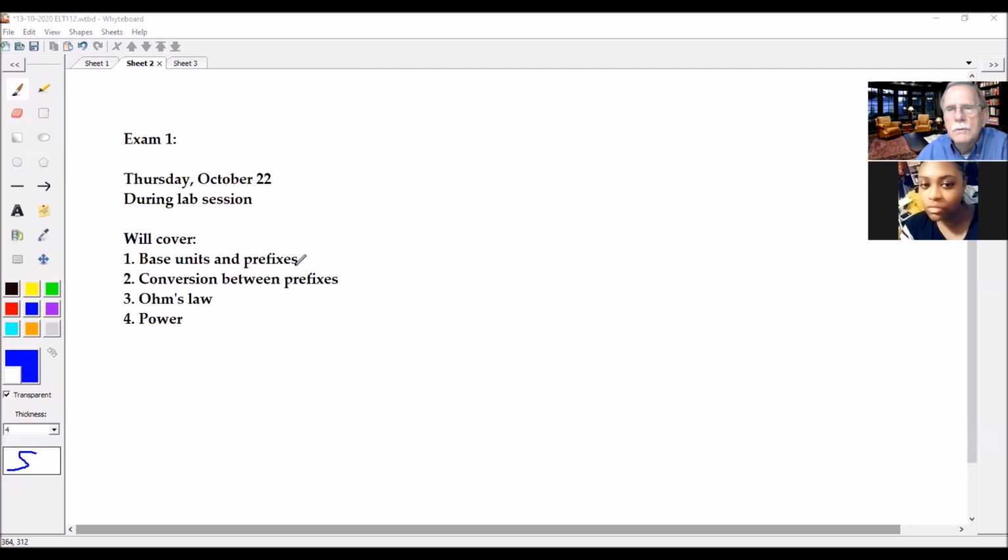680 ohms is equal to how many kilo ohms? Or 520 megawatts is equal to how many watts? Or converting between prefixes. Then Ohm's law, like we've done problems on, and power, like we've done problems on. So that's the stuff that'll be on the quiz.